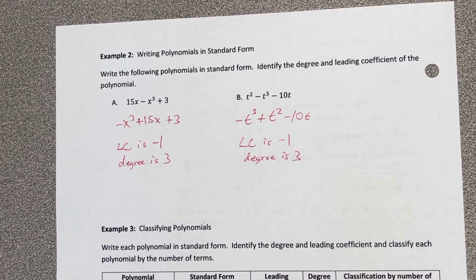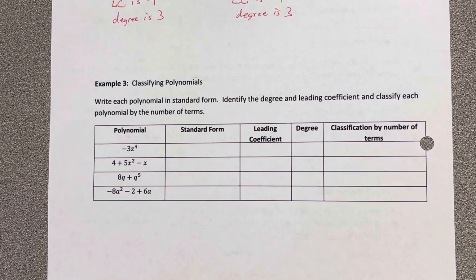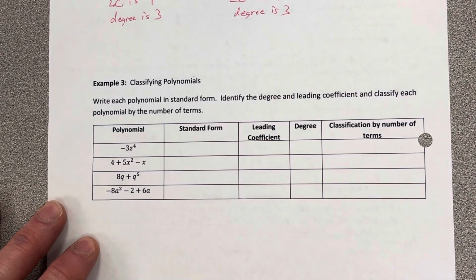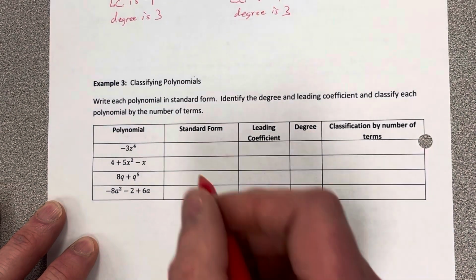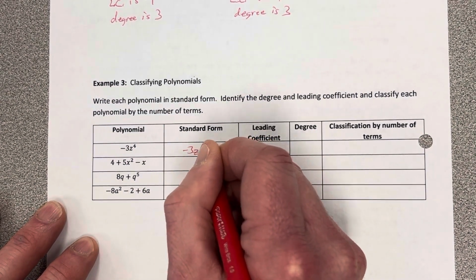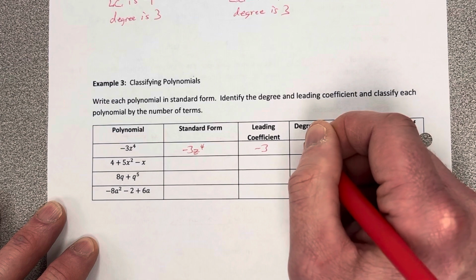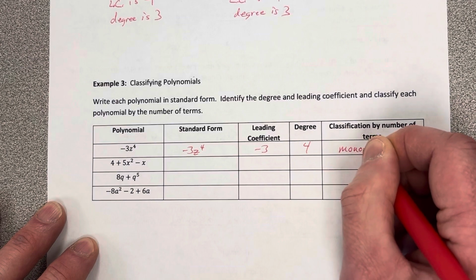All right, so let's put this all together, shall we? Write each polynomial in standard form, identify the degree and leading coefficient, and classify each polynomial by the number of terms. I think we're ready to do this. So, class, here's our polynomial. It's a monomial specifically. Monomials are already in standard form. There's no way to write that differently. Leading coefficient, -3. The degree is 4. And classification by number of terms, it's a monomial.